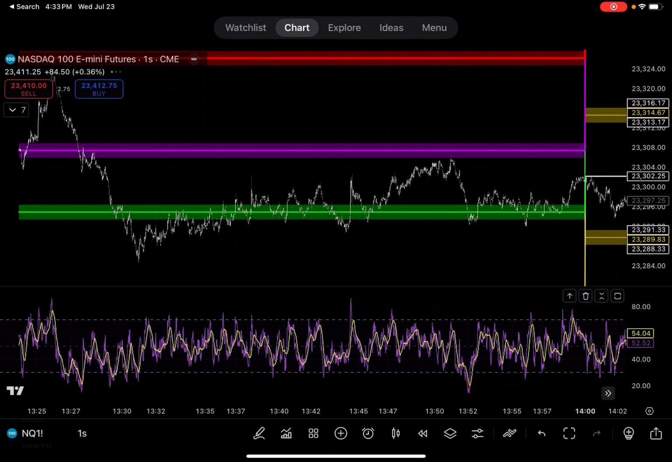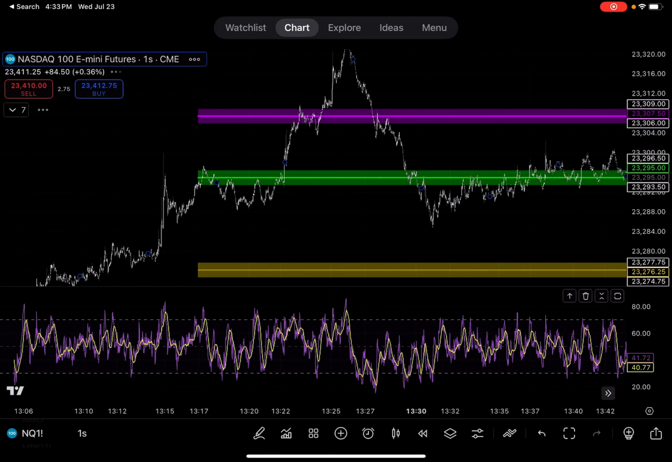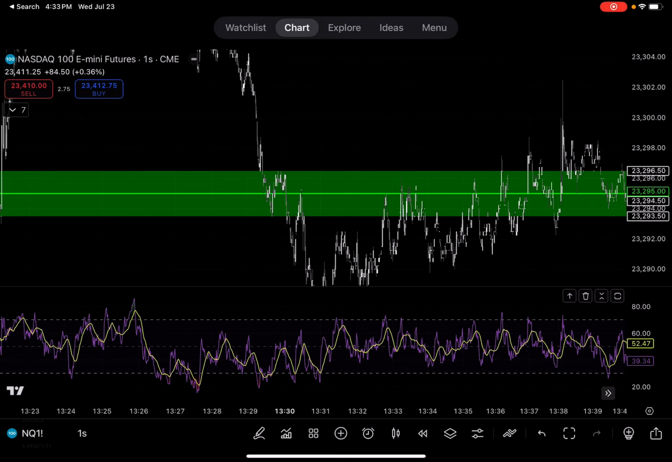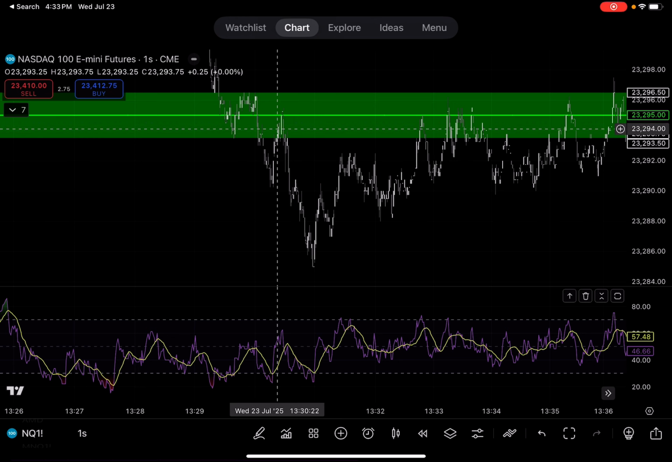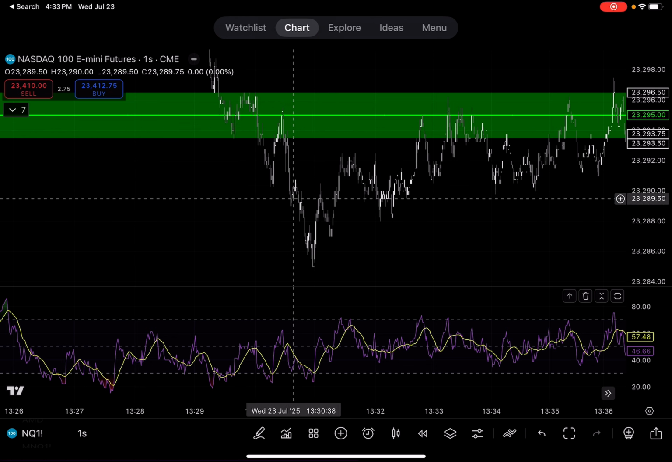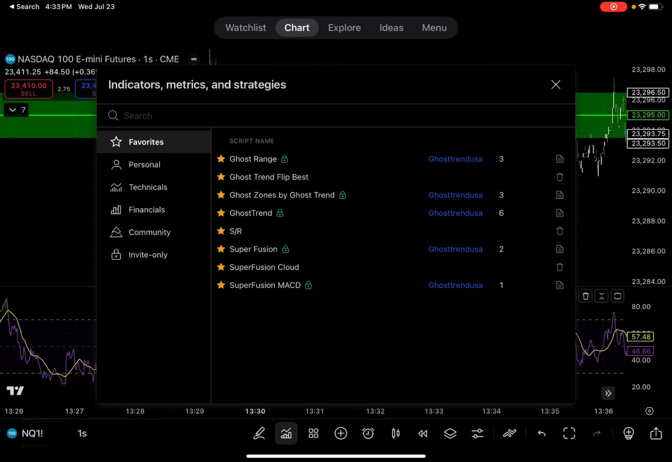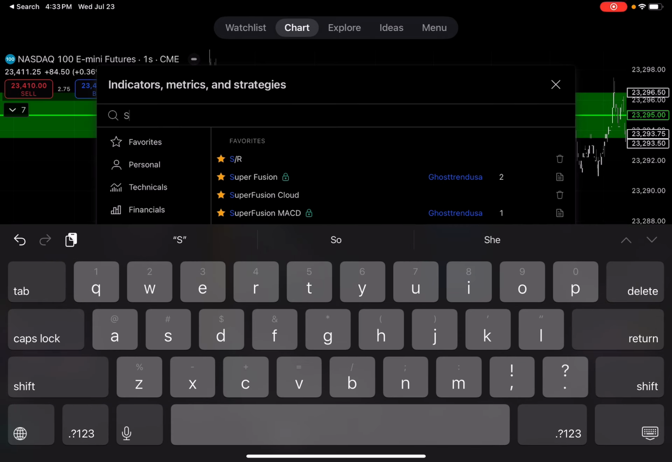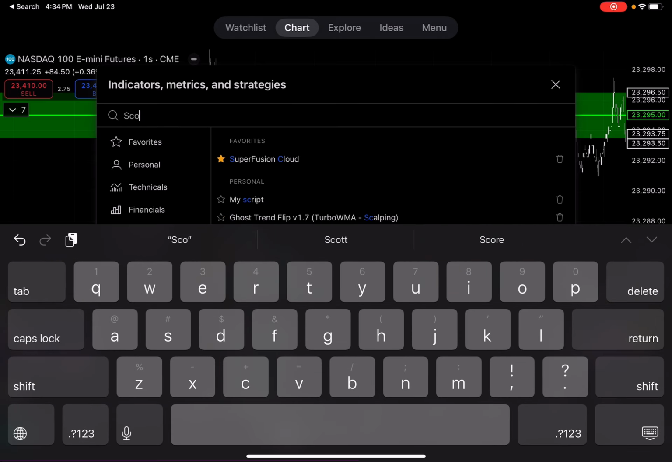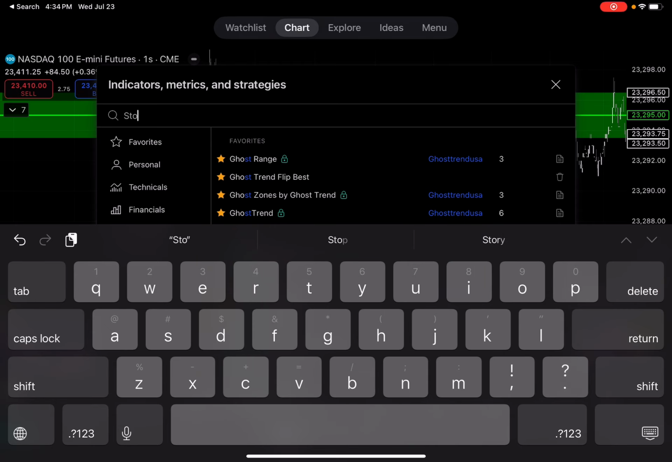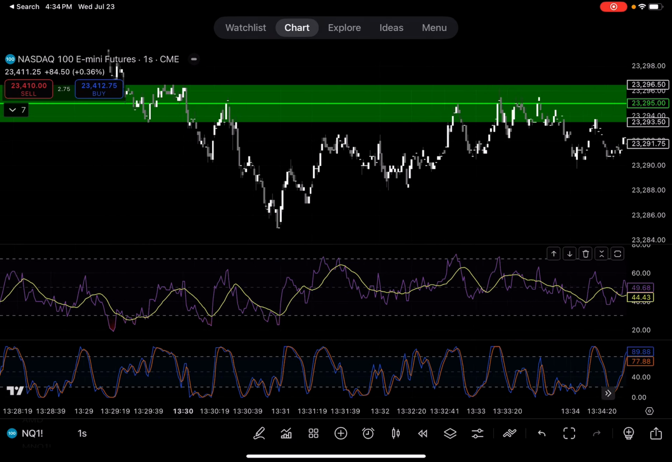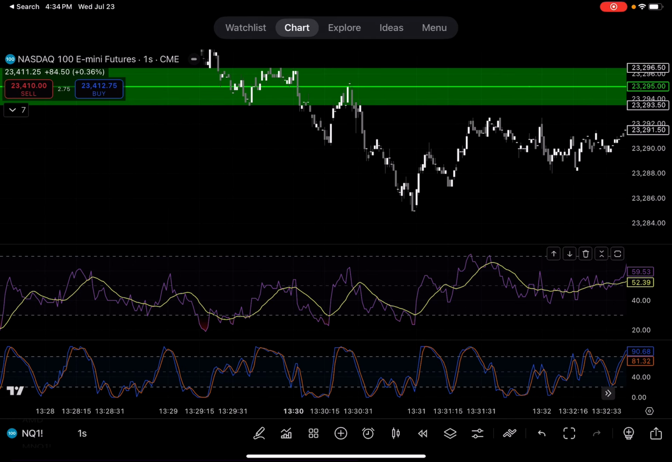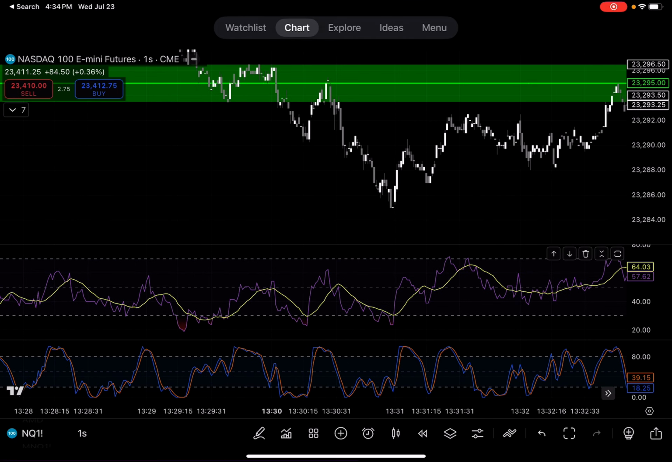It helps with some of the fake outs a little bit. But even then, this is a 1 second chart. You're just kind of scalping. Comes in here, and then you're scalping. You could throw stochastics on, RSI. Might help you catch some moves.